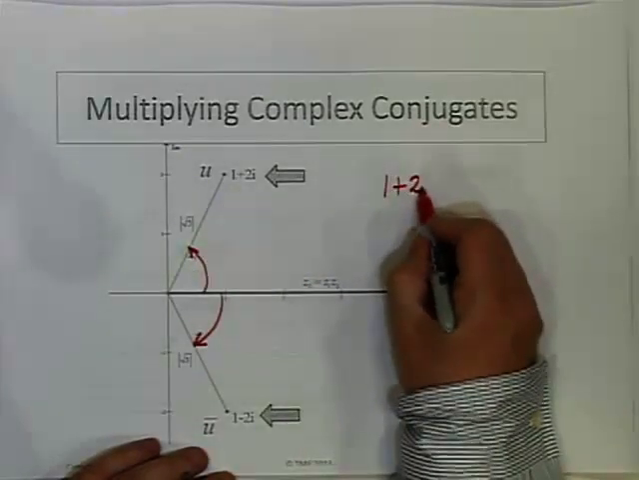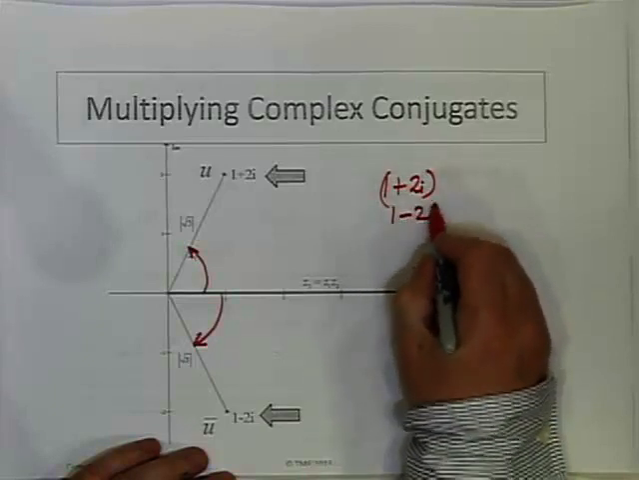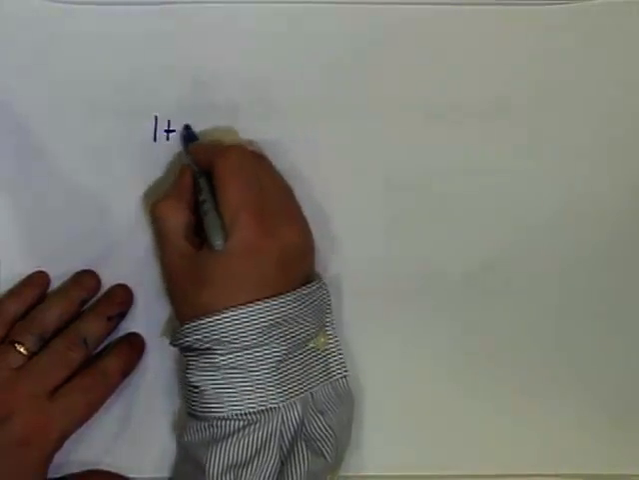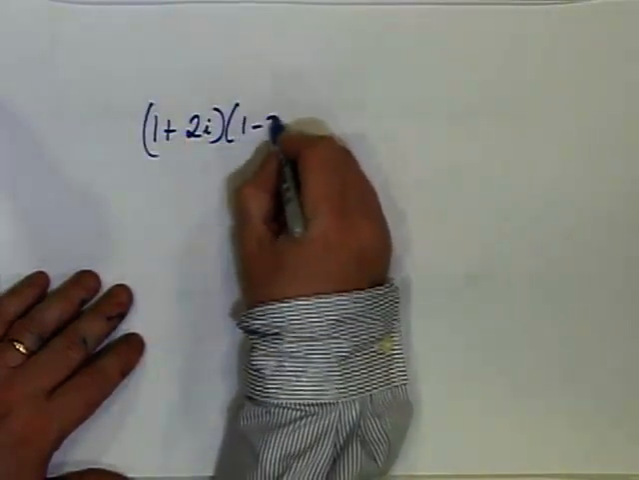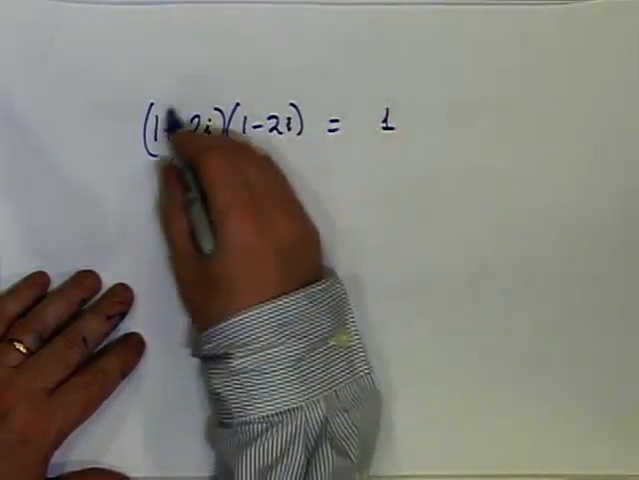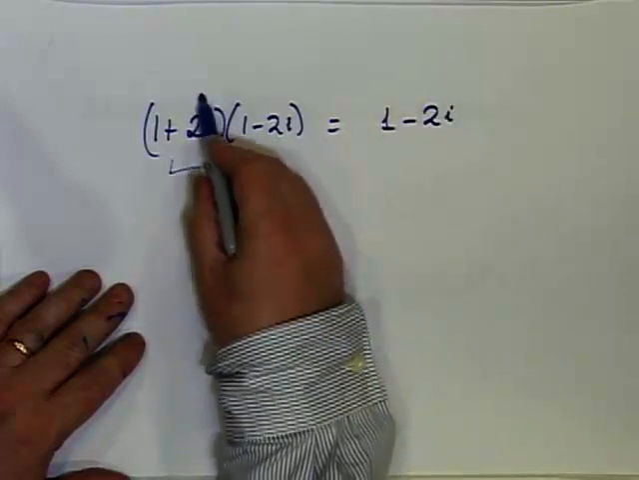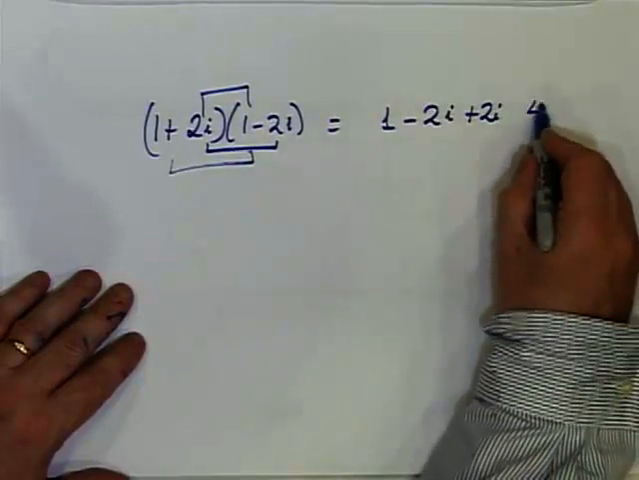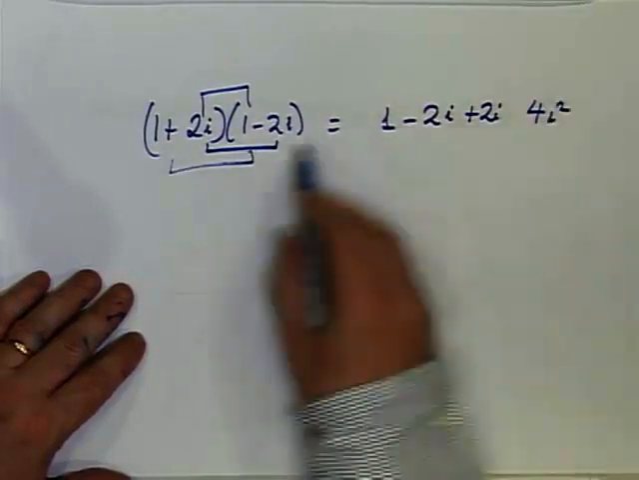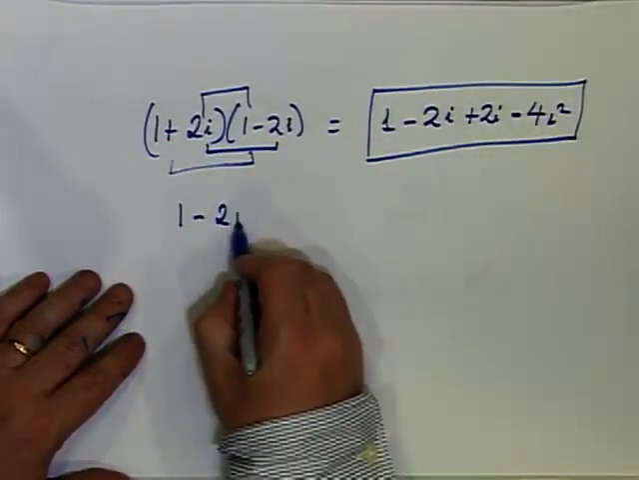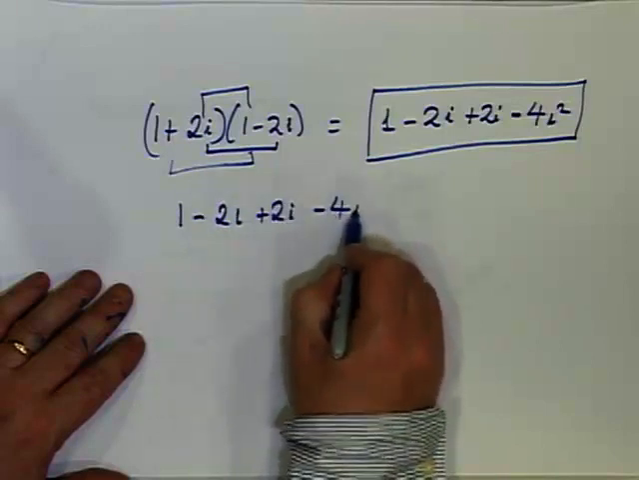So 1 plus 2i times 1 minus 2i, I'll just do the numbers out loud, or I suppose in full writing here. And I'll say 1 plus 2i times 1 minus 2i is the FOIL method. 1 by 1 is 1. 1 by minus 2 is minus 2i. 2i by that is 2i. And 2i by 2i is 4. i by i is i squared. Plus by minus is minus. So 1 minus 2i plus 2i minus 4i squared.